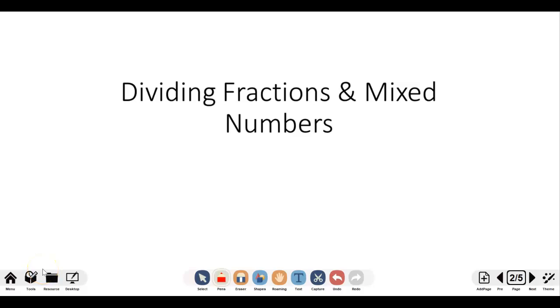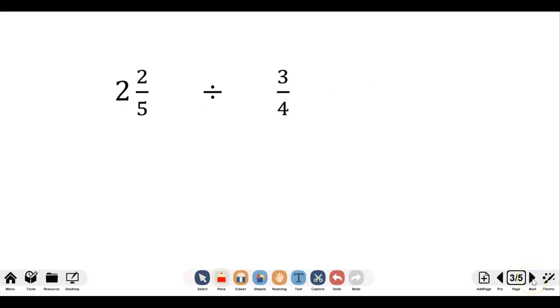Okay guys, today we are looking at dividing fractions and mixed numbers. So extending on what we did yesterday where we were just looking at fractions, but today we're going to add mixed numbers. So once again, we have to change our mixed numbers into improper fractions in order to set up our problem here.